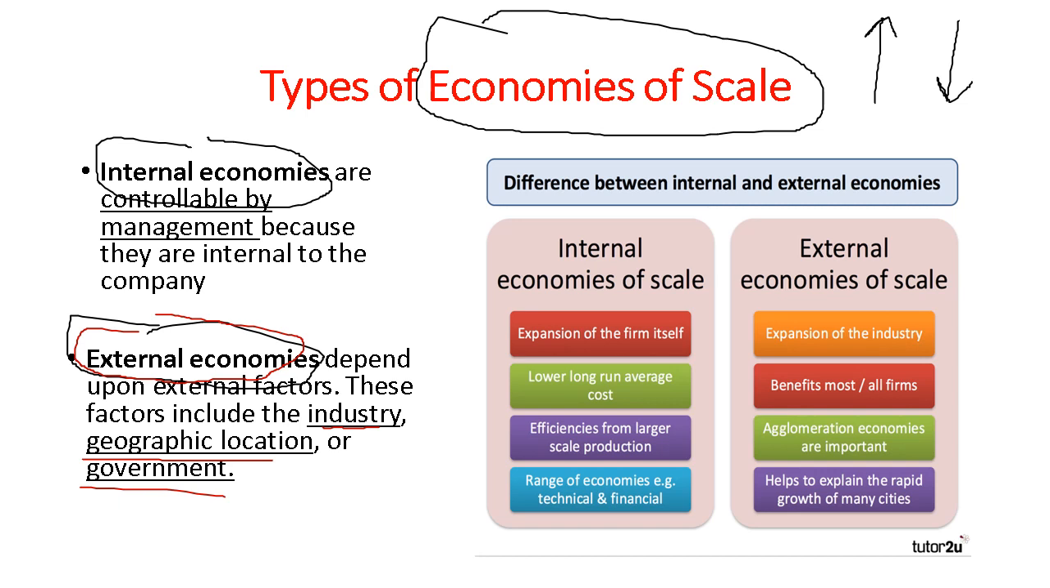And range of economies, for example technical and financial. We will go to that later for the types of internal economies of scale. External economies of scale are extrinsic factors like expansion of the industry in a certain location, the benefits of that firm to the community, and the cluster of the same industry in that particular city, so it develops and helps to explain the rapid growth of many cities. Let us proceed.